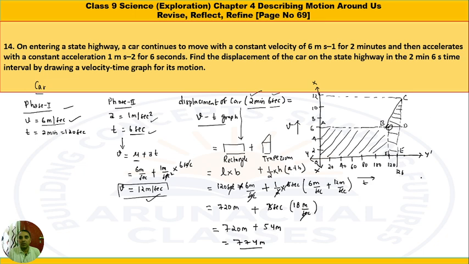If I want to write down the scale here, in x-axis 1 unit represents 20 second, and in y-axis 1 unit represents 2 meter per second. So this way we need to solve this question. Hopefully you will be able to understand.